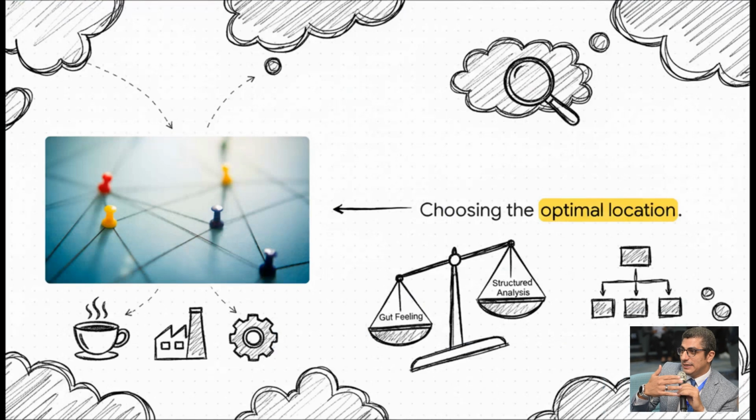Whenever a business needs to pick a location from a map of possibilities, whether we're talking about a new coffee shop, a huge manufacturing plant, or a tech hub, we really need a clear, logical way to make that call without panicking or just relying on a gut feeling. And that is exactly where this method comes in. It completely takes the guesswork out of the equation and replaces it with structured, reliable analysis.